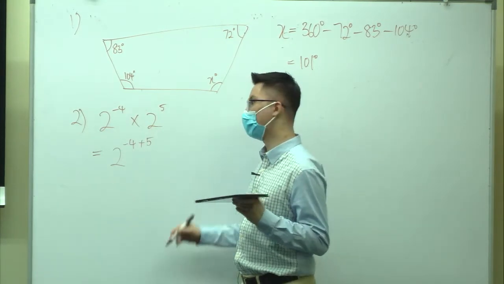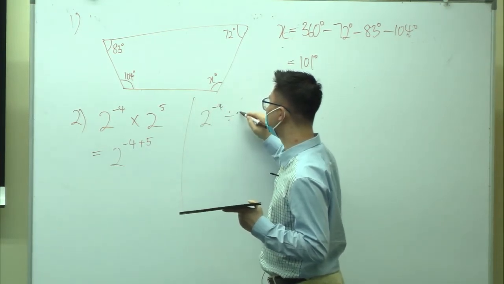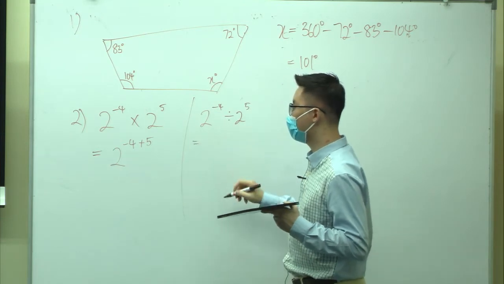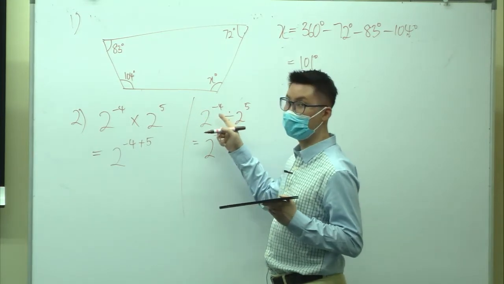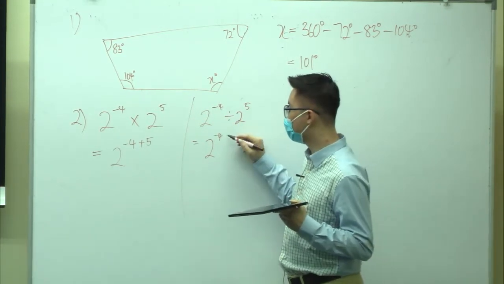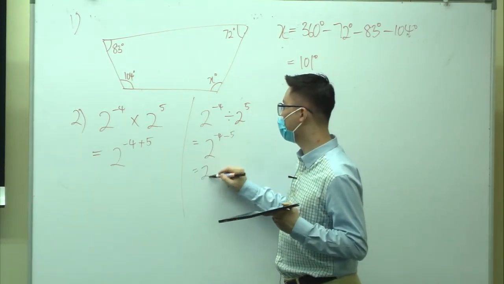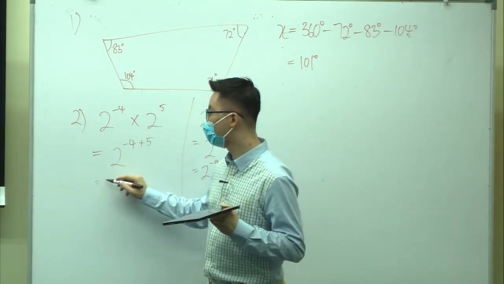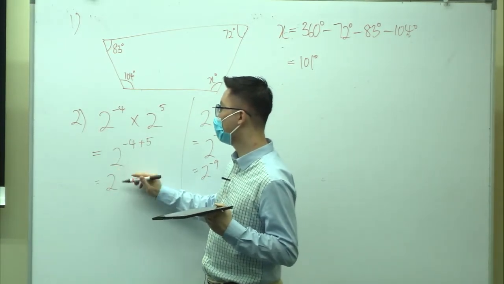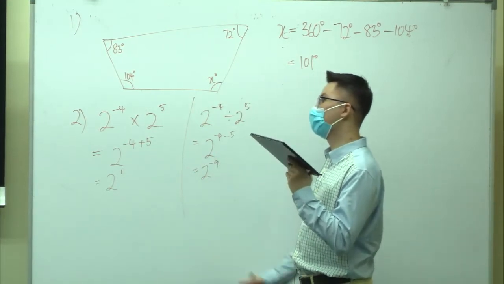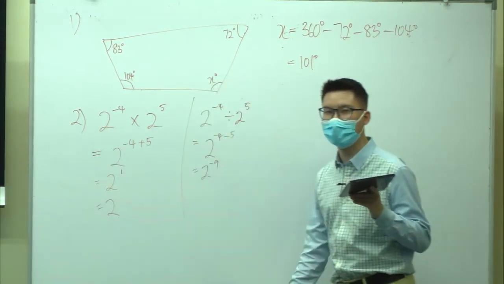Minus. Let's say I give you this one. For this type of question, you keep the same base, and then you take negative 4. Because this is divide, we're going to use the minus sign. Minus this power 5. And you will get negative 9. Then 2 to the power of negative 1? Sorry, it's not negative 1. It's 1. So 2 to the power of 1 just simply means 2. Very easy.